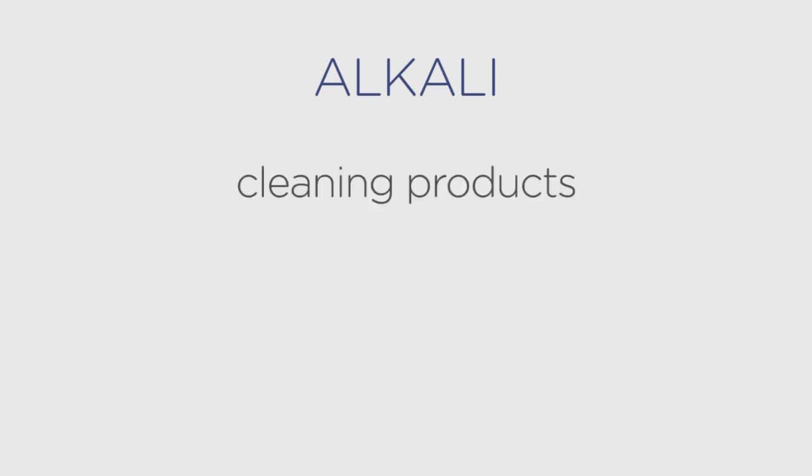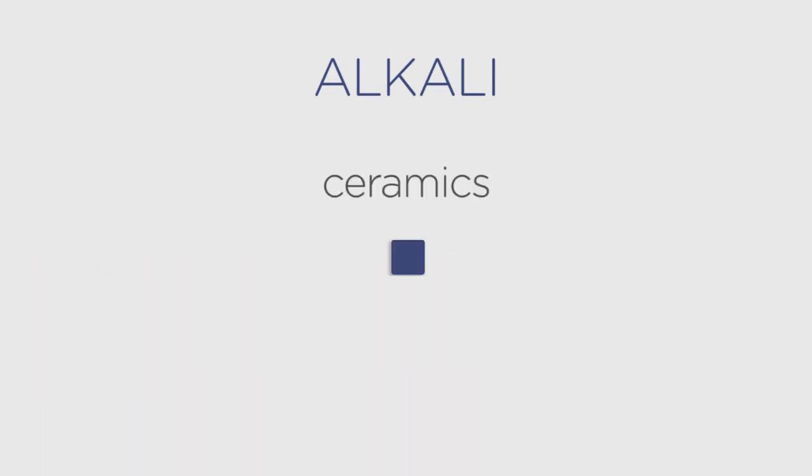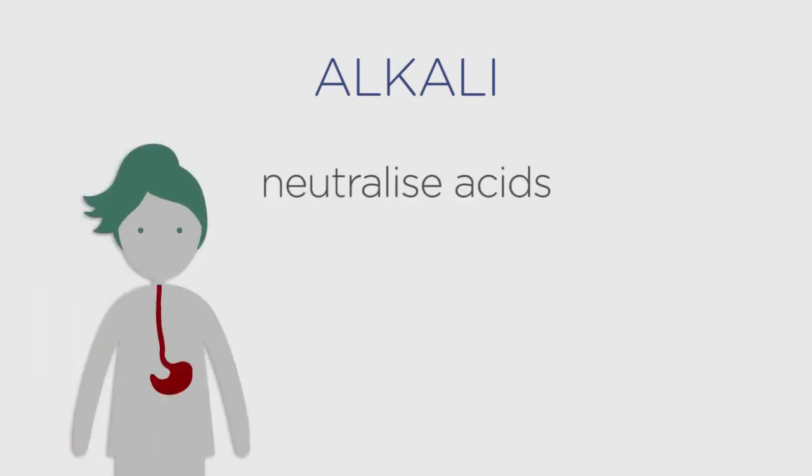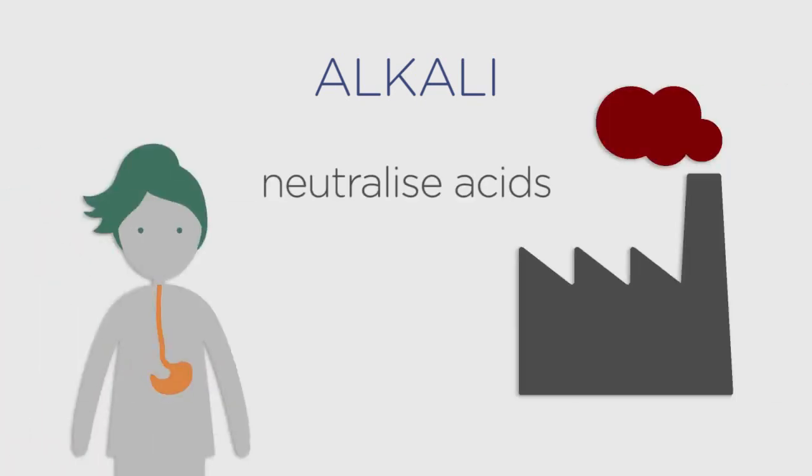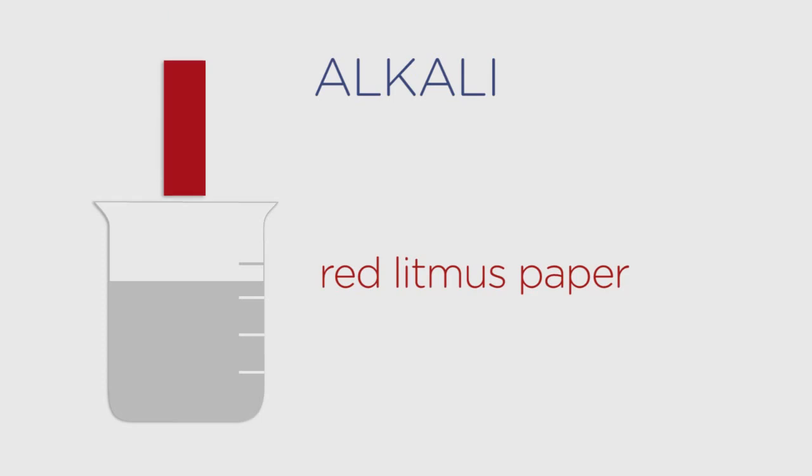In this video, we are going to learn about what makes things alkaline or basic. Alkaline materials are usually used to make cleaning products, like soap, and ceramics, such as tiles. They neutralize acids and so can be used to ease indigestion and remove harmful gases from industrial chimneys that contribute to acid rain. To test for an alkali, expose it to red litmus paper. An alkali should turn the paper blue.